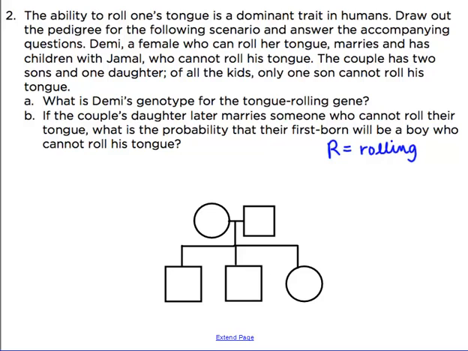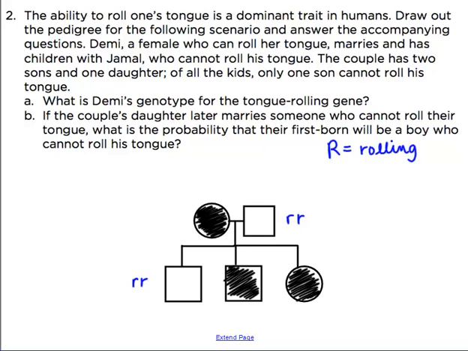Now I went out and drew the pedigree, but let's fill it out together. So Demi is the female, and she can roll her tongue, so we're going to shade her in. Jamal can't, so we'll leave him blank. And the couple has 2 sons and 1 daughter, and of all the kids, only 1 son cannot roll his tongue, so therefore the other son and the daughter can both do that, so let's fill them in. Now, because it's a dominant trait, that means that the individuals who aren't affected must be homozygous recessive. So let's write that out. Jamal is little r, and the 1 son who cannot roll his tongue is also little r.